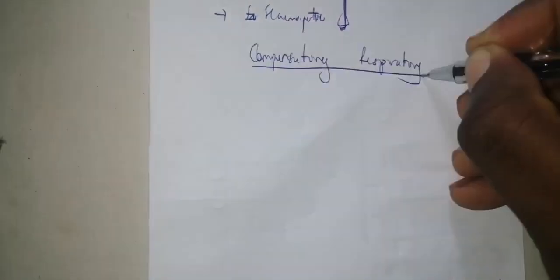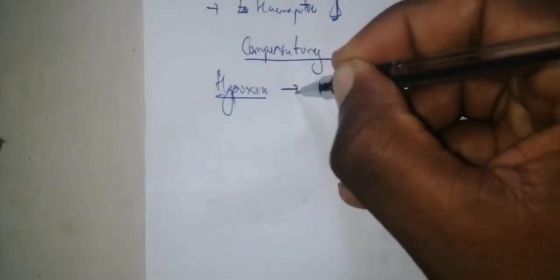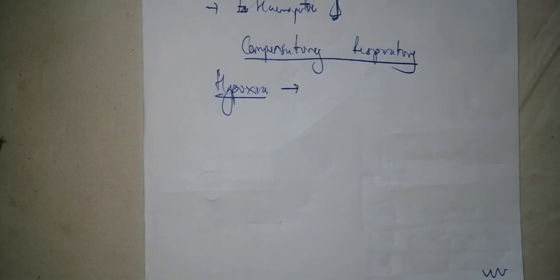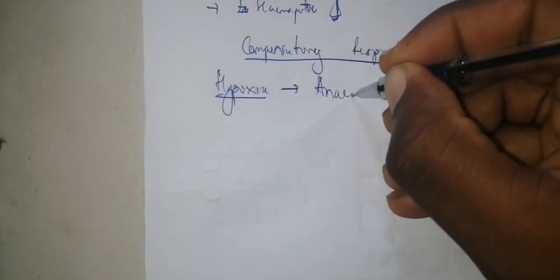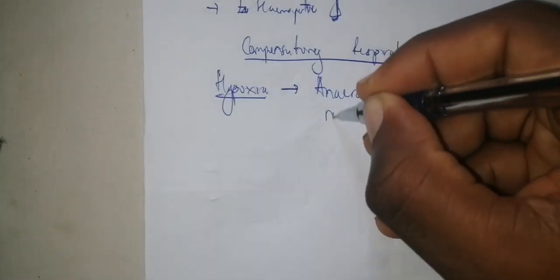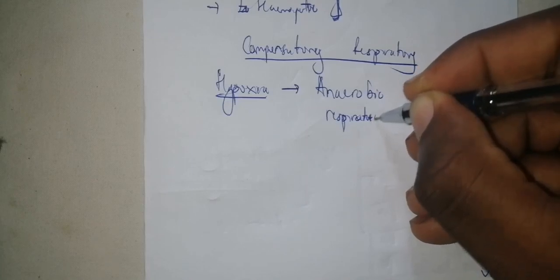And what happened in the compensatory respiration mechanism? In these cases, you need to know that since there is hypoxia, the body does not receive oxygen. So the body is going to move on to anaerobic respiration. Is it clear?